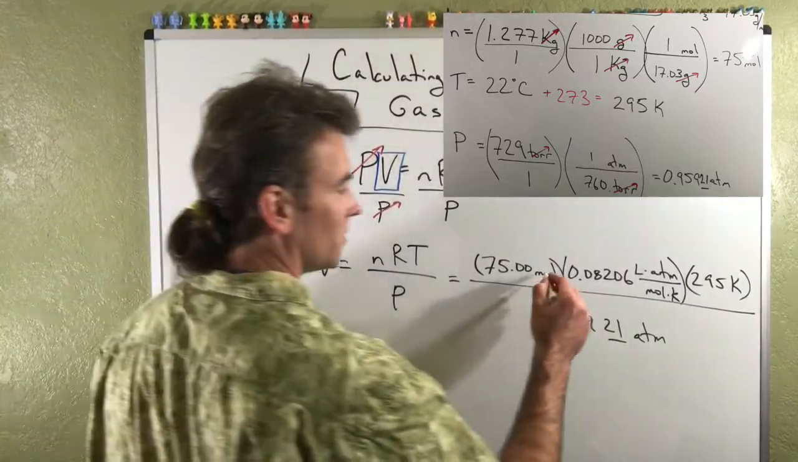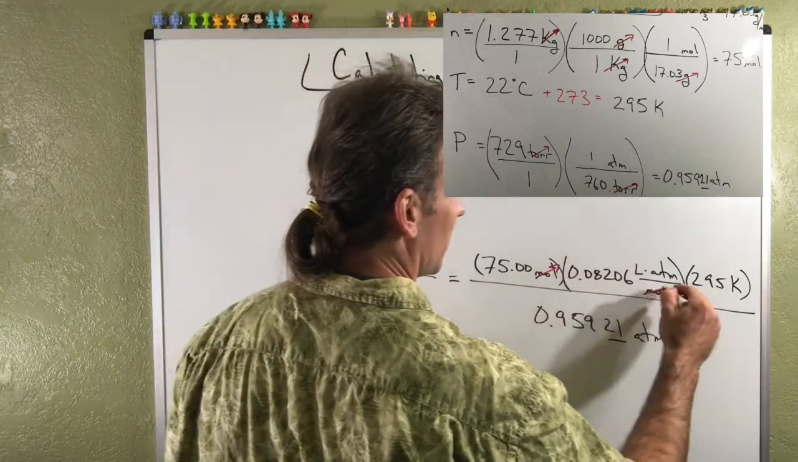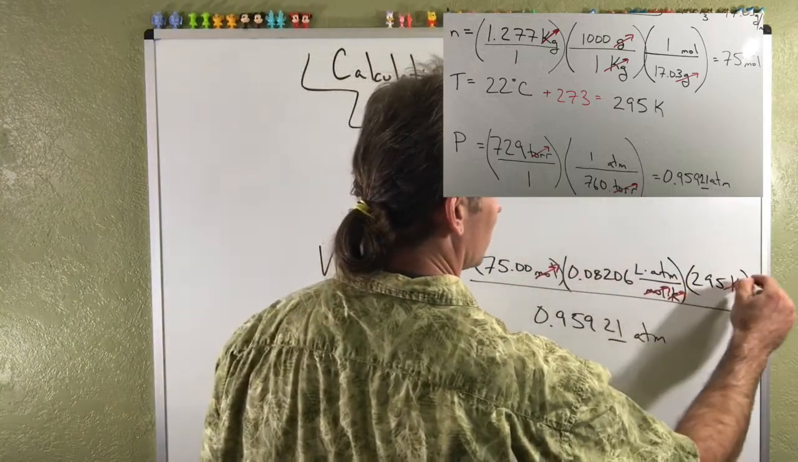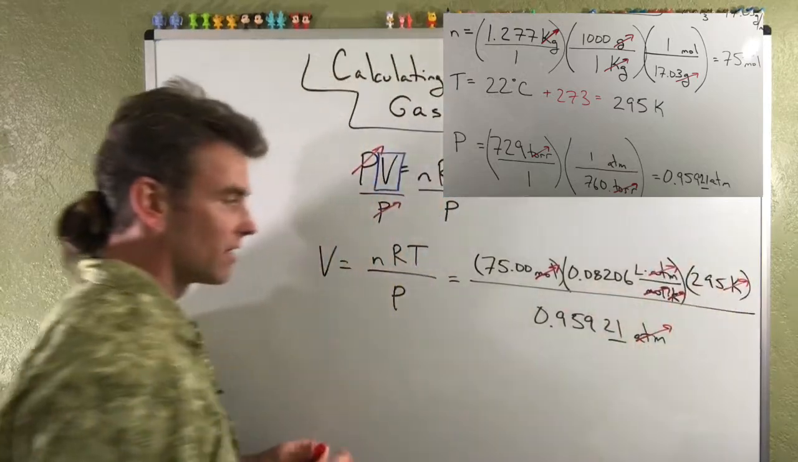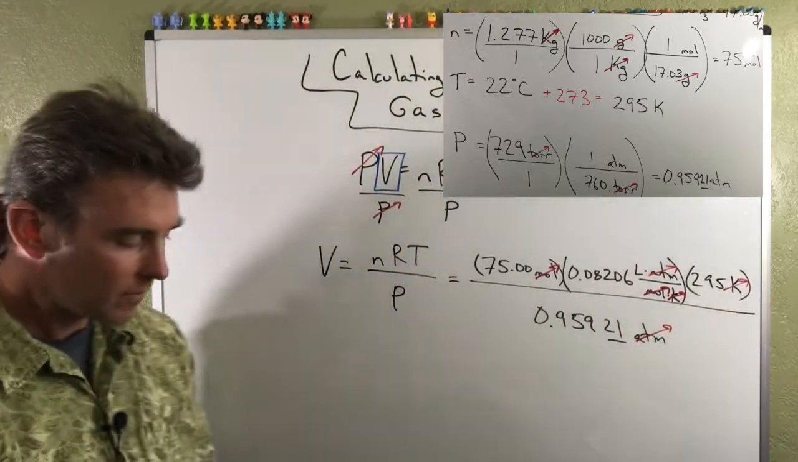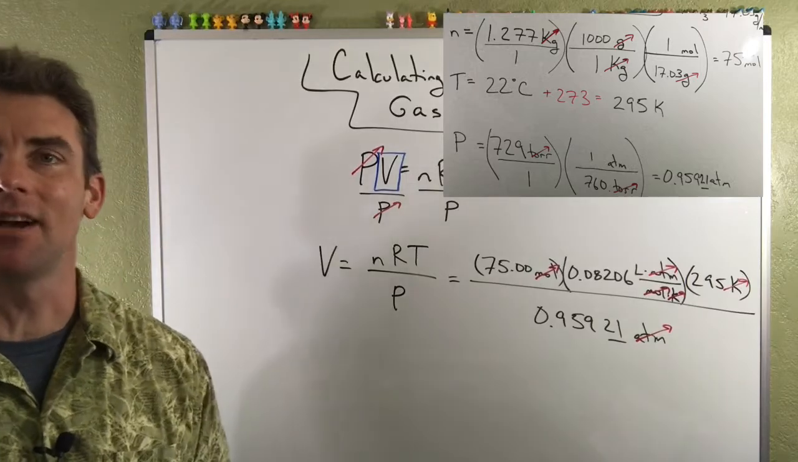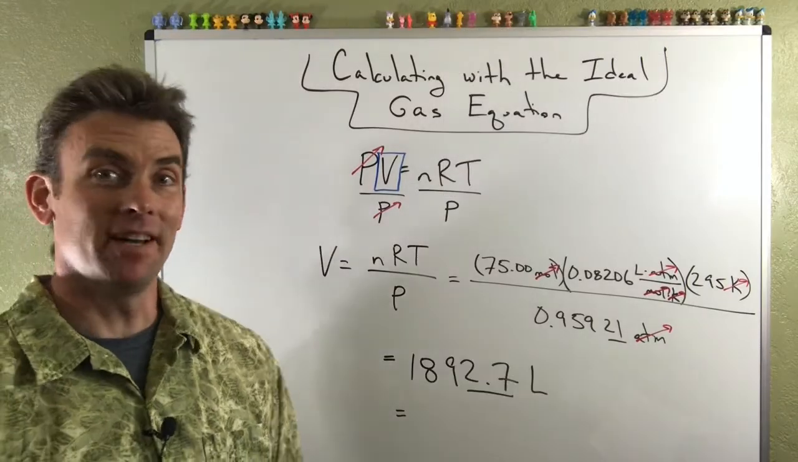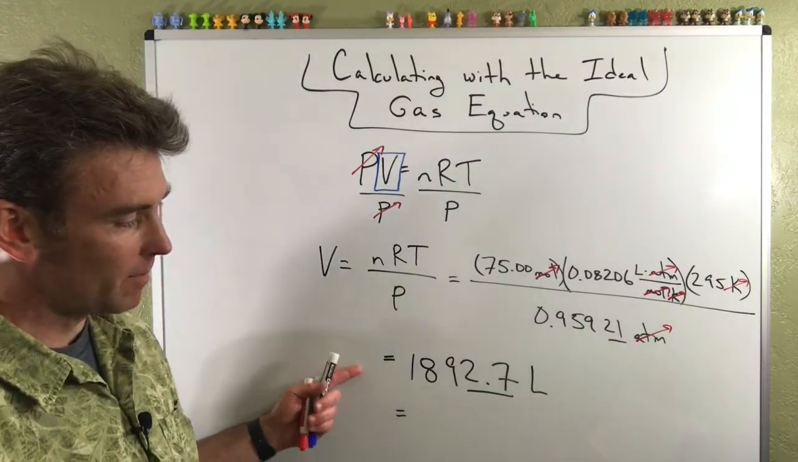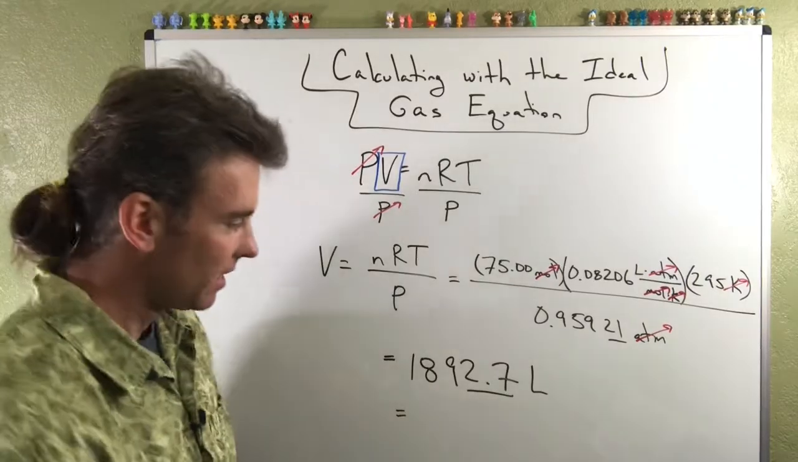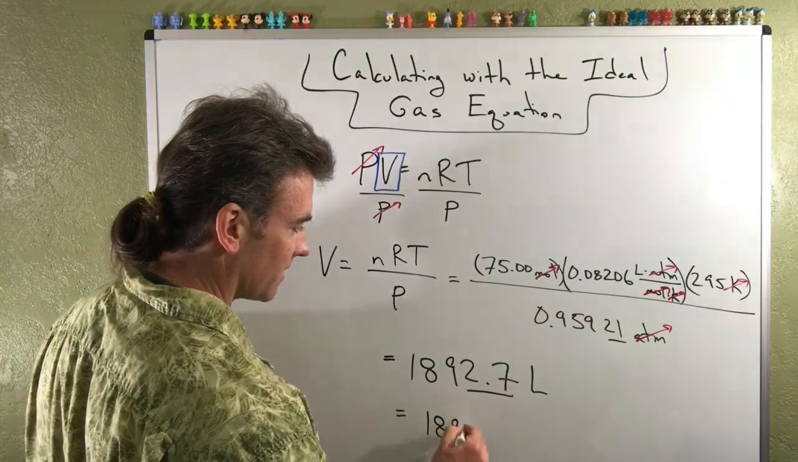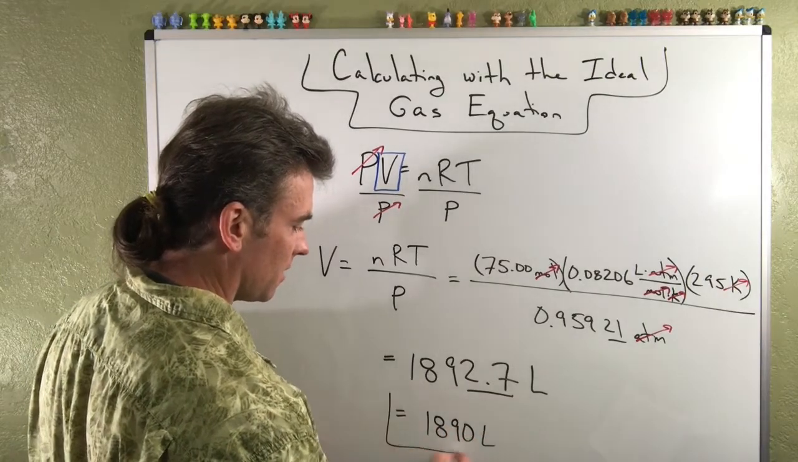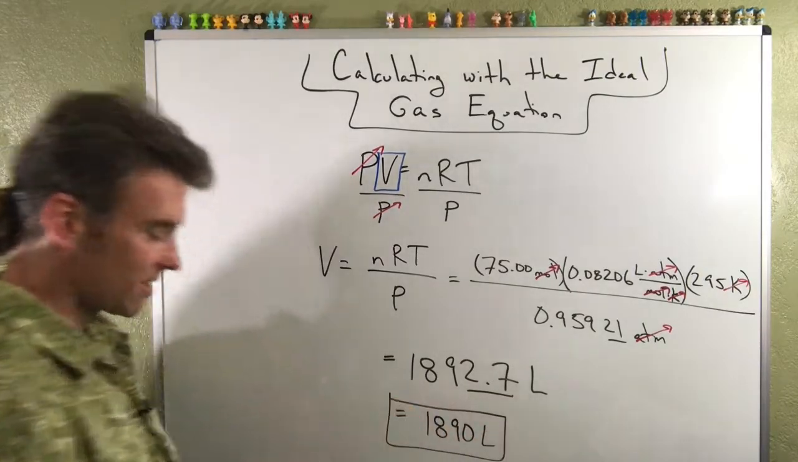Mole goes away, mole goes away, K goes away, atmospheres go away, and in fact we are left with liters. So let's see what this thing calculates to. Yay, have fun! That's what my calculator popped out. Hopefully yours did too. We'll round that to the proper number of sig figs. And voila, there's our answer.